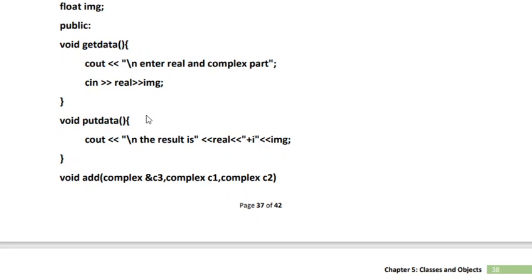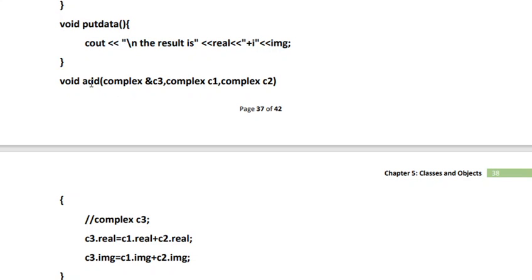Here I've defined the functions inside the class. getdata is capable of reading the value of the real part and the imaginary part. putdata is capable of displaying the value of the real part and the imaginary part in the format of a complex number. And add is a function that takes in one reference. If you recall, we have already discussed reference variables. Reference variables are aliases to variables, and you can access the value of the variable using the reference variable. So here I'm passing one reference and passing the values of two variables.